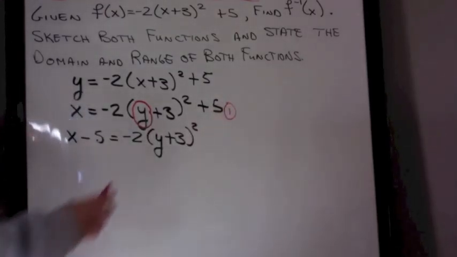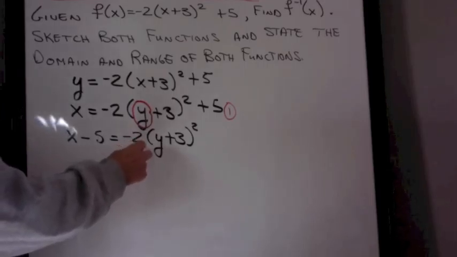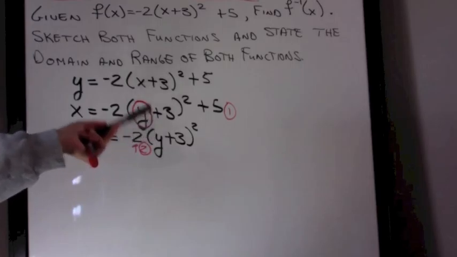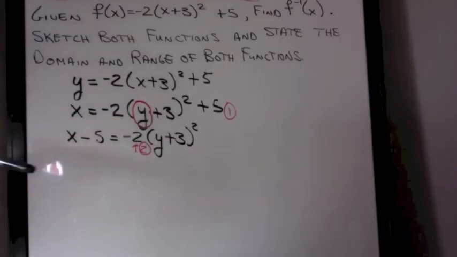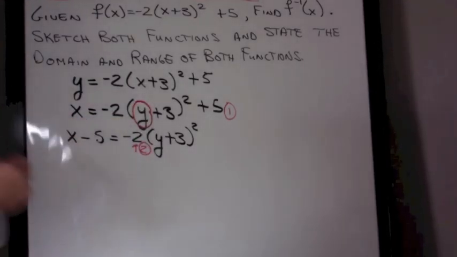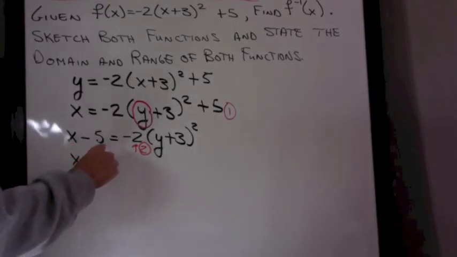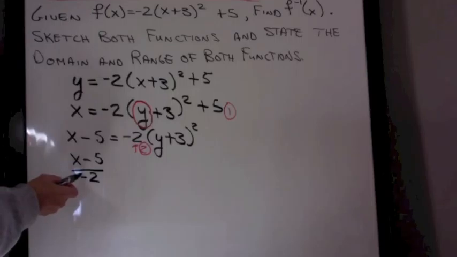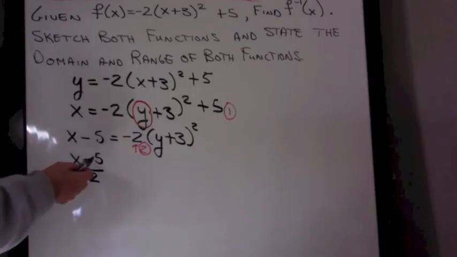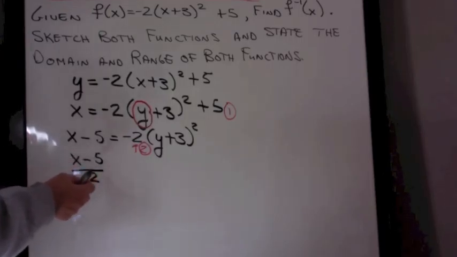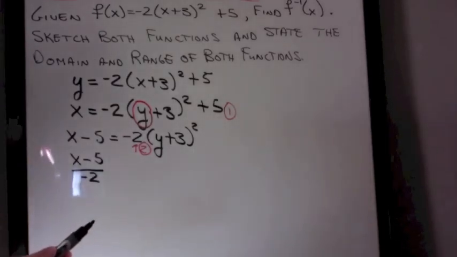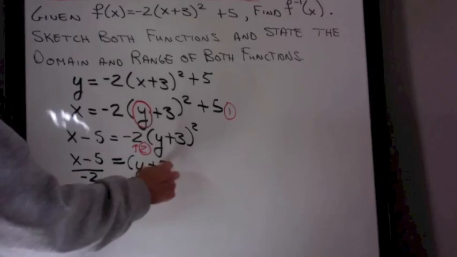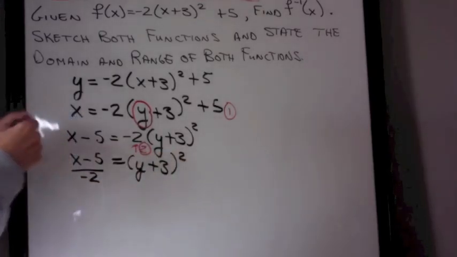Second thing that has to go is this guy right here. This is number 2. It's multiplying on the right, so when it goes to the left, it becomes a division. So we can simply write it as x minus 5 over negative 2. If you don't like that minus 2 down there, you could call it 5 minus x over positive 2. It's the same thing. And this is equal to y plus 3 all squared.